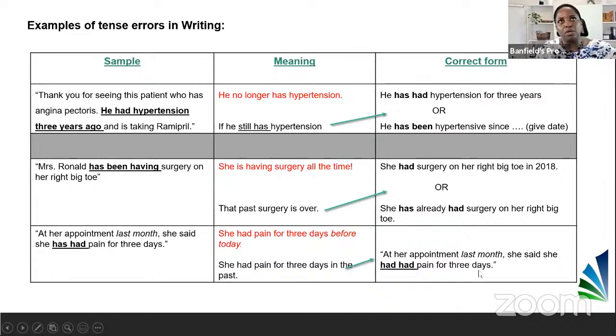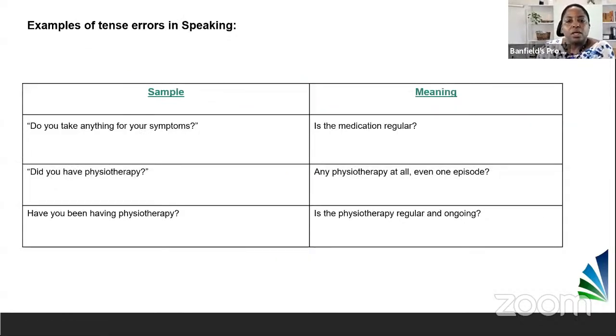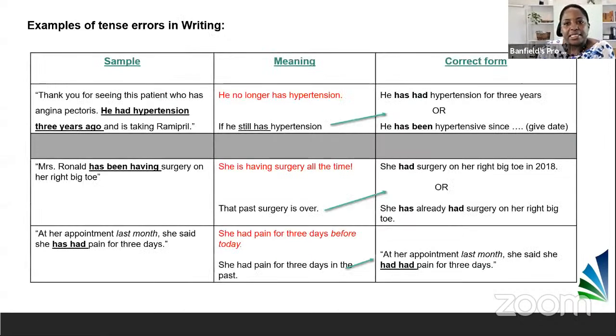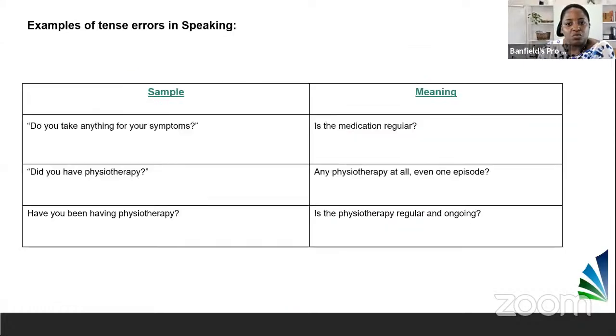So say the appointment was August the 15th. That means she had pain August the 12th, August the 13th, August the 14th. The 3 days before the appointment. Okay, and our thinking is stopping at August the 15th. Okay, so just remember that. So those are errors that I see in my students in OET writing, and some of these also occur in speaking.